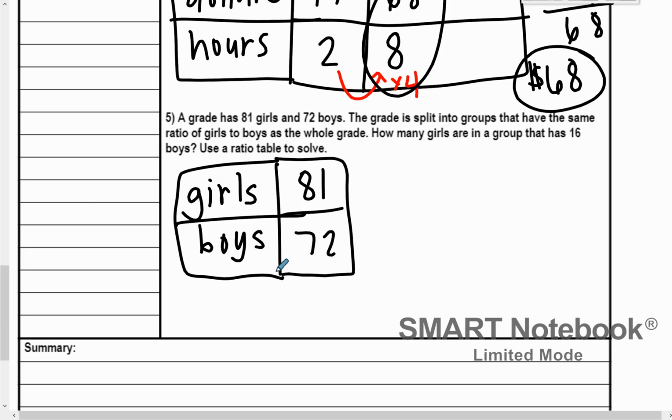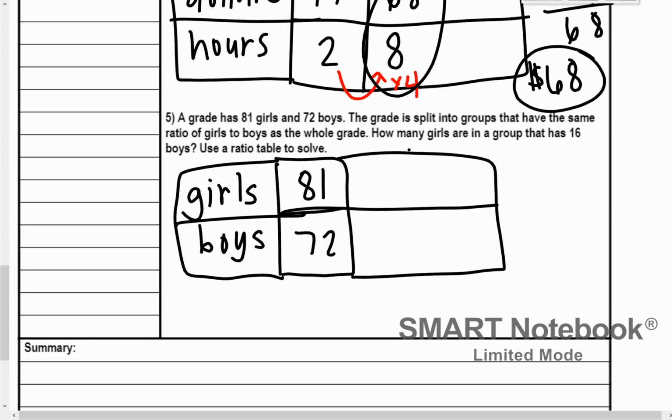Okay, now what they're saying is they're going to split that into smaller groups, but they want the ratio of girls and boys to be the same for every group. So we're looking for an equivalent ratio in which there are 16 boys. Okay, if you didn't pause the video before, please pause it now and try this on your own. For this, we cannot go from 72 to 16, so we do have to use that little middleman guy. Okay, and what can we divide 81 and 72 both by to keep it using whole numbers? All right, well, I know that those are both multiples of 9, so I could divide them both by 9.